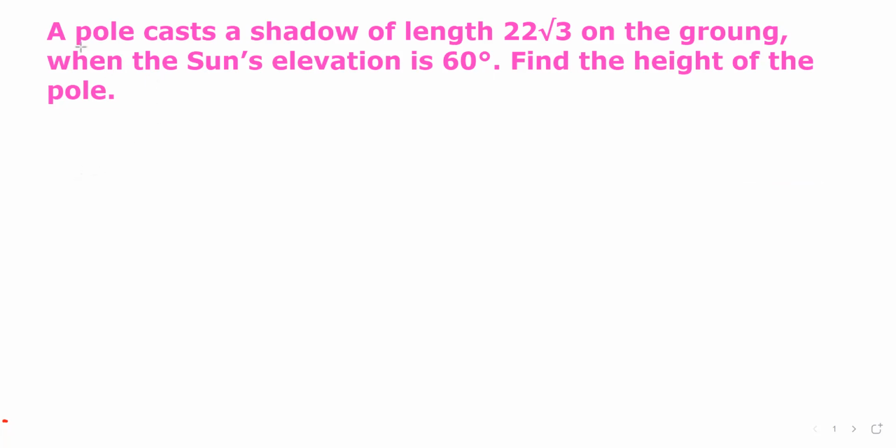Now from this problem: a pole casts a shadow of length 22√3 on the ground when the sun's elevation is 60 degrees. Find the height of the pole. First we will mark that. The length of the shadow is 22√3, and the sun's elevation is 60 degrees, so we have to find the height of the pole.